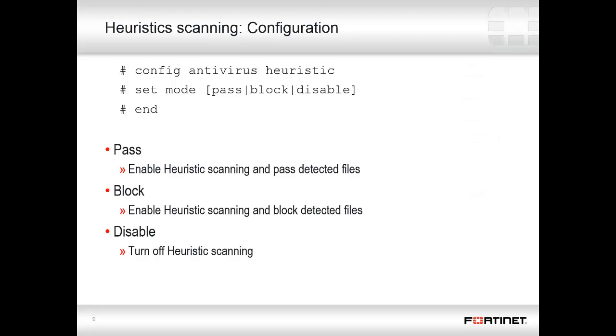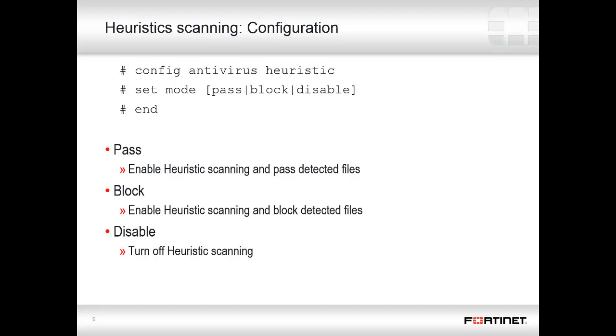The behavior for heuristic scanning can only be configured from the CLI. There are 3 modes of operation. Disable turns it off. Then there are pass and block. Because a heuristic detection is not necessarily a virus and there's the possibility for a false positive, the action that will be taken is configured separately from normal virus scanning.